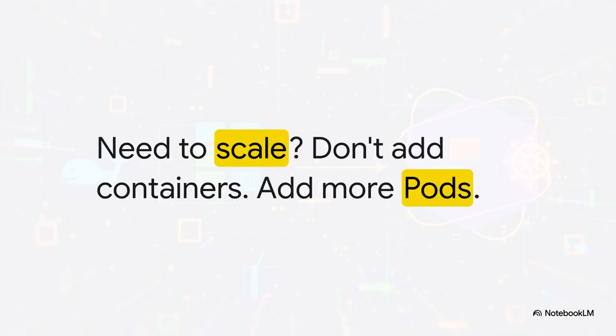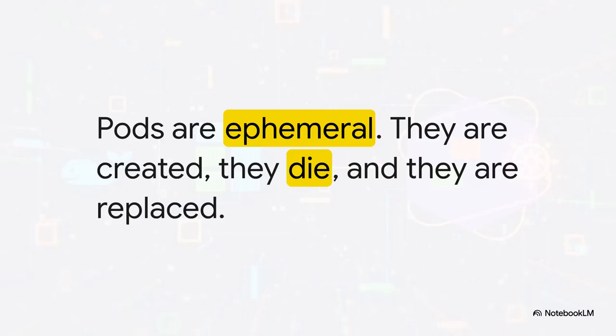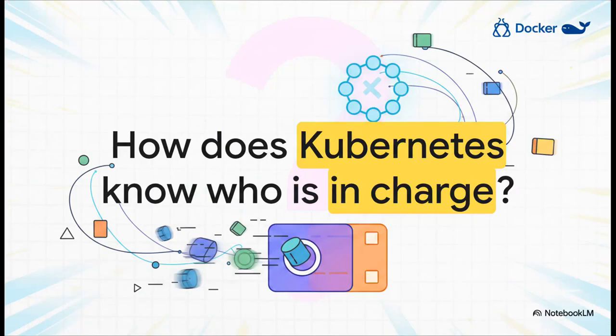Pure magic. But wait, what if traffic spikes and you need to scale up your app quickly? You absolutely do not stuff more containers into one pod. You spin up brand new pods. Always remember, pods are totally ephemeral. They're born, they do the work, they die, they're replaced. Which leaves us with a wild question. If pods constantly vanish, who's managing all this chaos?